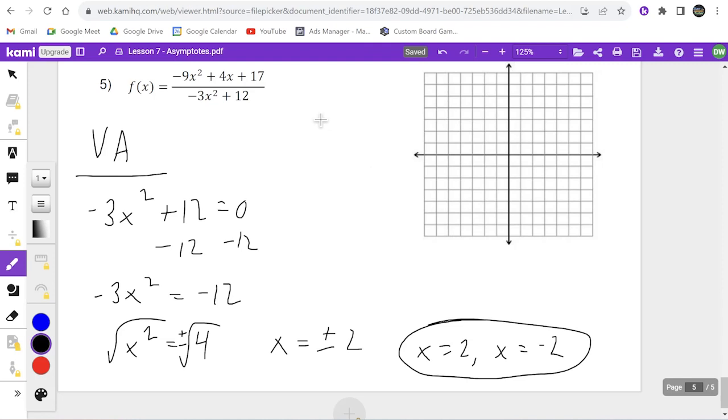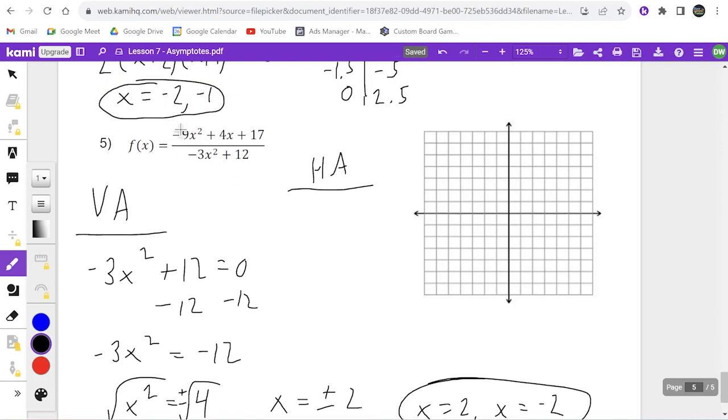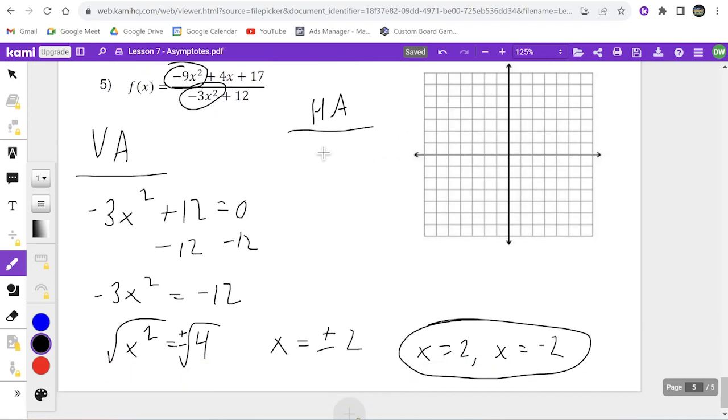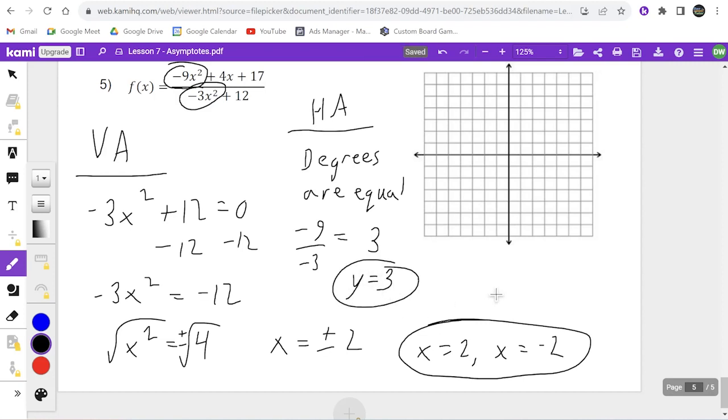And then for the horizontal asymptotes, again, I've got to look at the leading degree. It looks like I have -9x squared and -3x squared. Those degrees are equal. So you just divide the two numbers. -9 over -3 equals +3. So the horizontal asymptote is at y equals 3.